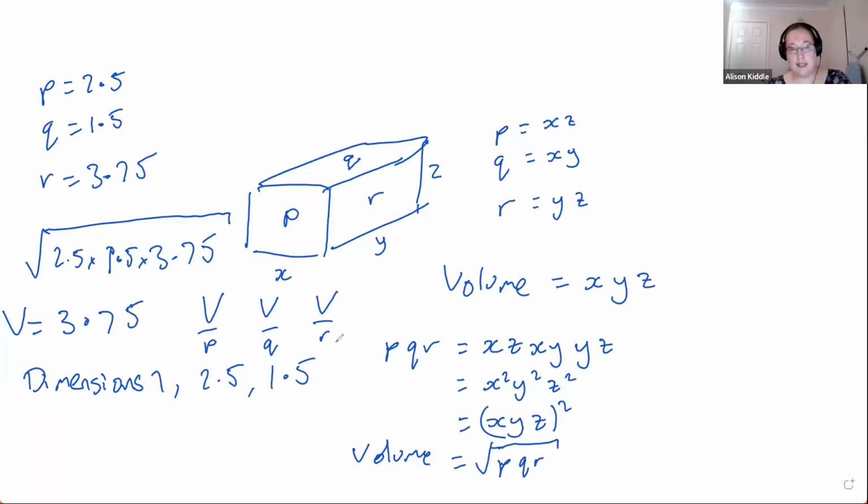So if I tell you the 3 areas of 3 faces of the cuboid, not only can... wait, Alison, yeah, do you mean V divided by PQ and V divided by...? No, because P is the area. Oh, sorry. So V over P is giving you, in this case, Y. Sorry. V over Q is giving you Z, and V over R is giving you X, presumably.